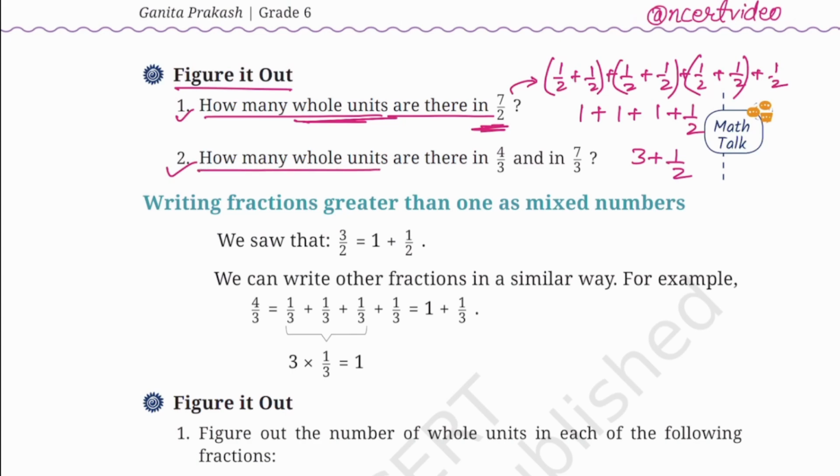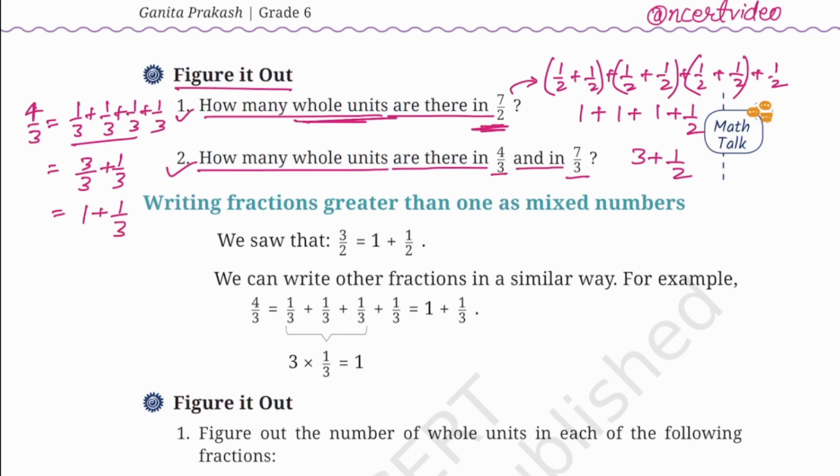2. How many whole units are there in 4 upon 3 and in 7 upon 3? 4 upon 3 can be written as 1 upon 3, 4 times. 3 times 1 upon 3 is equal to 3 upon 3, that is 1 plus 1 upon 3. That means the number of whole units in 4 upon 3 is 1.